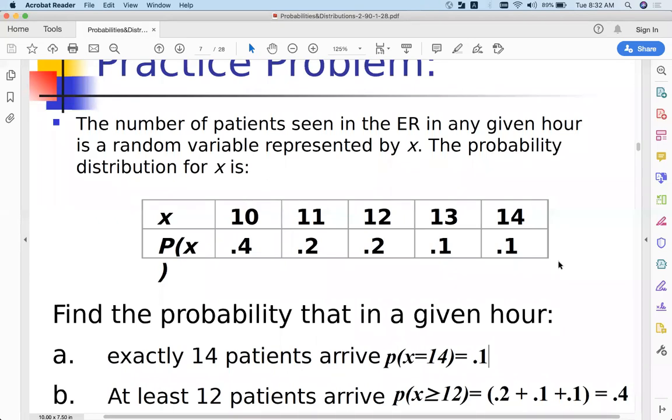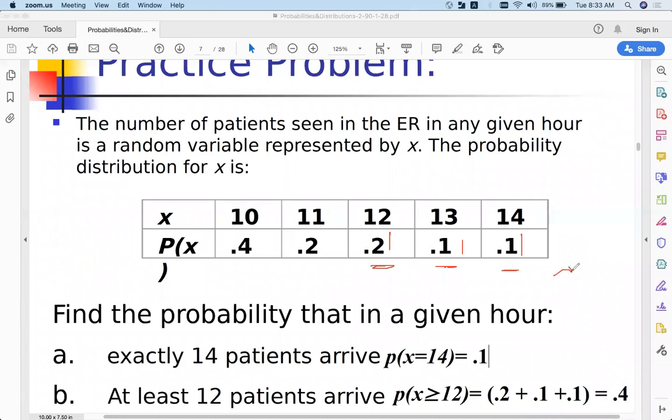Given this particular table, at least 12 patients arrive. So basically P of x greater than or equal to 12. You add all the individual probabilities. So you add the probability of at least 12, meaning 12 can come, 13 can come, or 14 can come. So basically you add 0.2, 0.1, 0.1. The total is 40. So there's a 40% chance that in the given hour there are at least 12 patients, right? Any doubt or confusion at this point? Anyone?